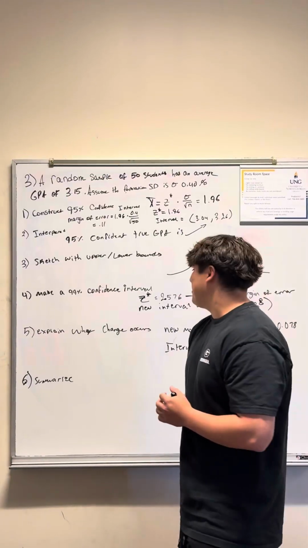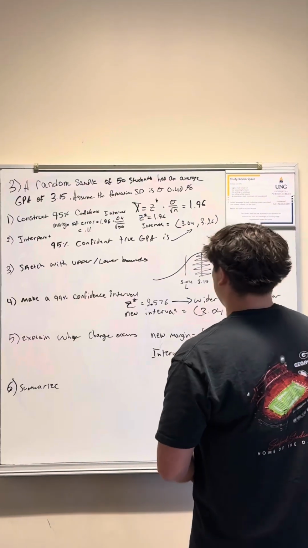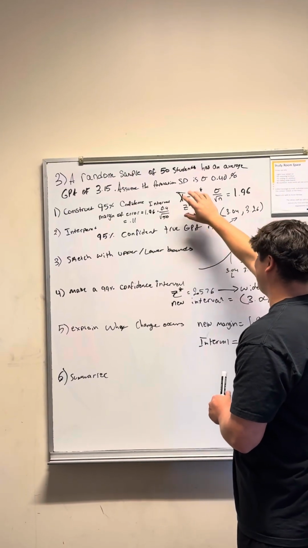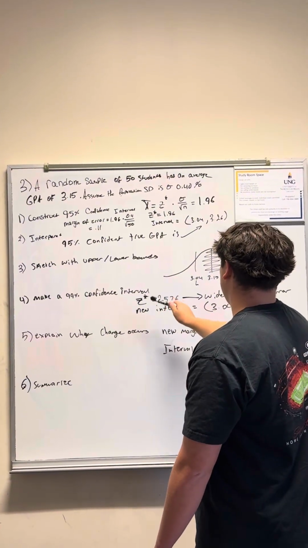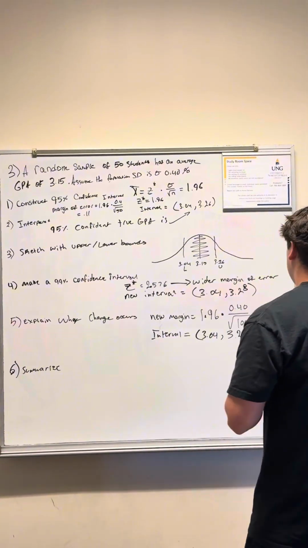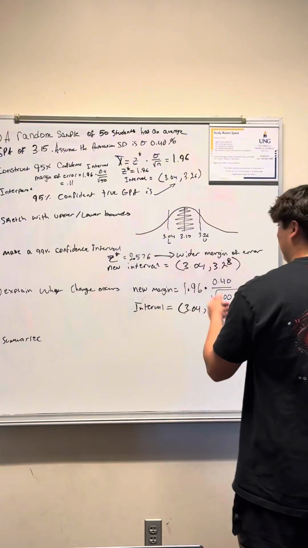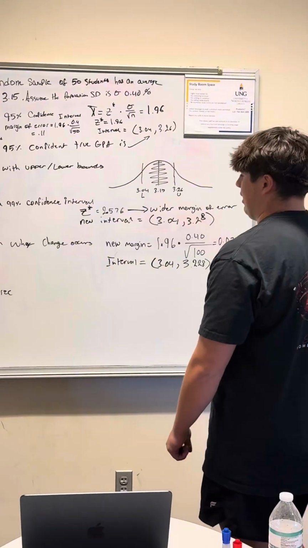And now it's asking us to make a 99% confidence interval. We're just going to use the same formulas we had up here to find our z, which gives us 2.576, and that gives us a much wider margin of error. It's going to make a new interval, which is between 3.04 and 3.28.